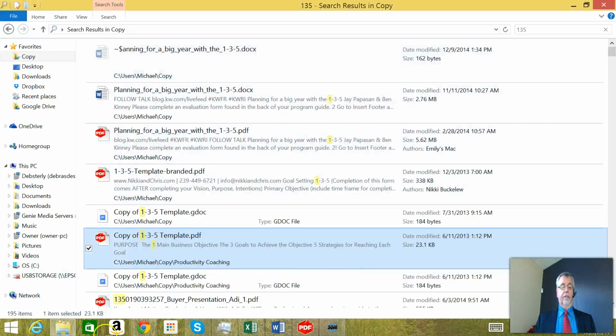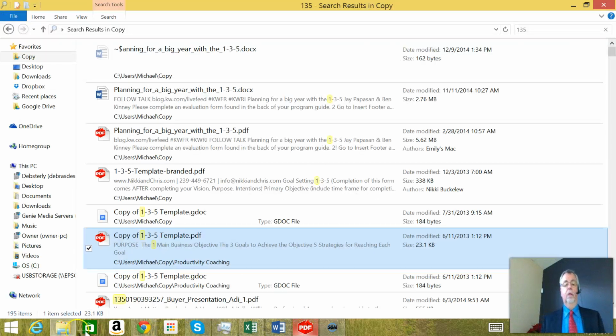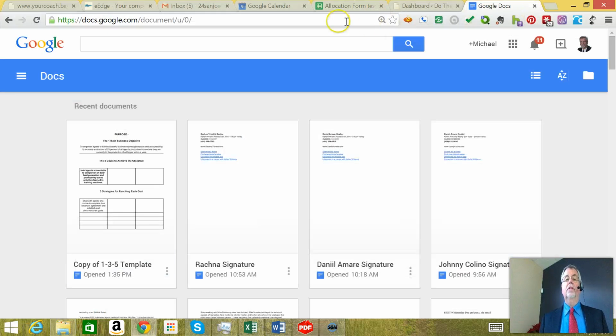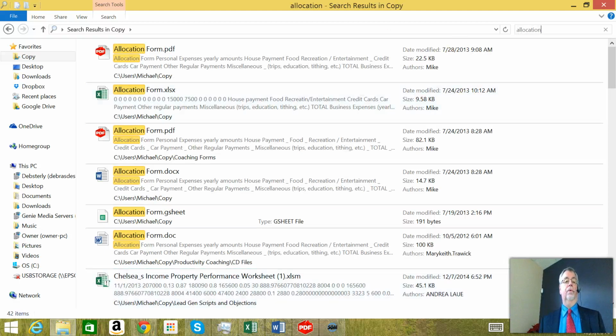What I wanted to do today is talk about goal setting, and I started by handing out a form called the allocation form. So my thoughts about goal setting, there are different ways in which you could do it. Let me find this form, the allocation form.